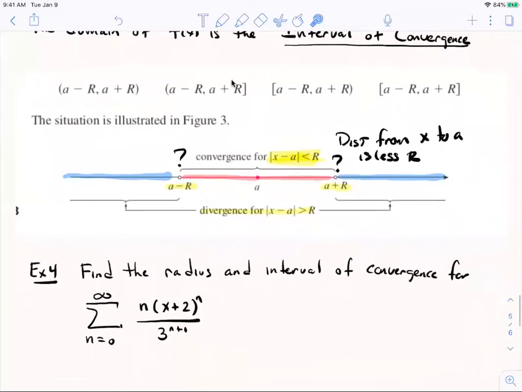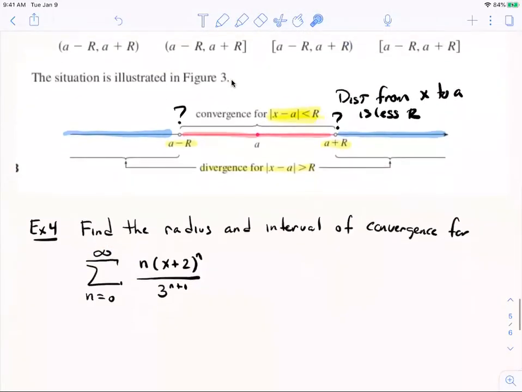Okay, let's take an example. So this time, instead of phrasing it as the domain, I'm trying to use our new language. Let's find the radius and interval of convergence for this power series. What are the C sub n's? The C sub n's are the numbers that are multiplied by x minus the center. So the C sub n is n over 3 to the n plus 1. That's my coefficient.